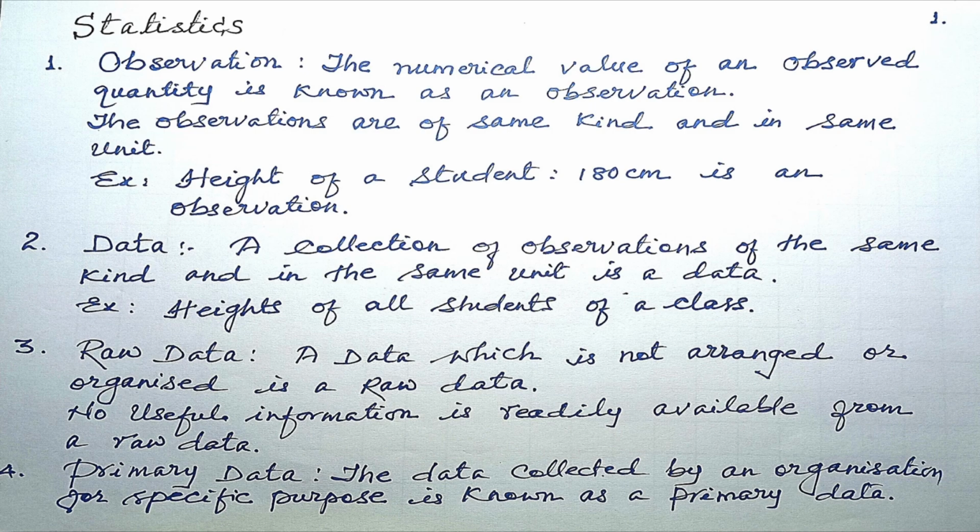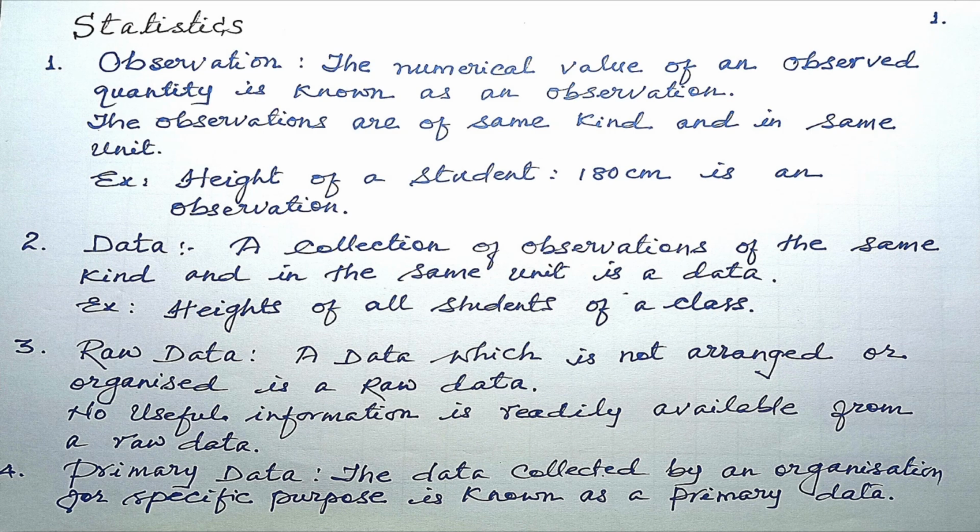The first important term is observation. The numerical value of an observed quantity is known as observation. The observations are of the same kind and in the same unit. For example, height of a student, if it is 180 centimeters, then it is an observation. So remember, the observation is a numerical value of an observed quantity.